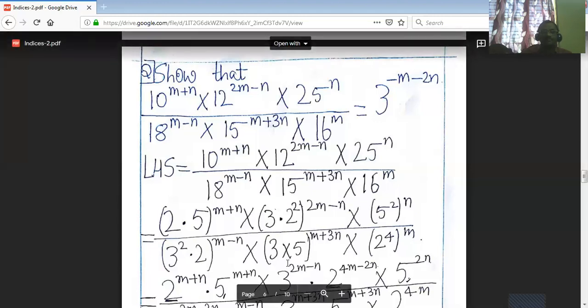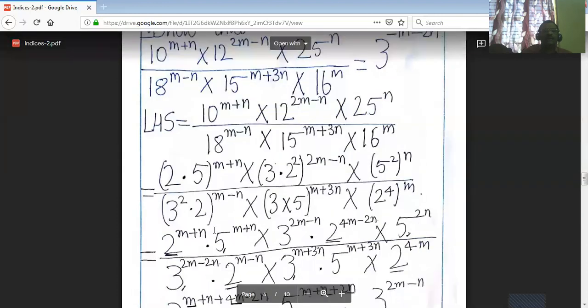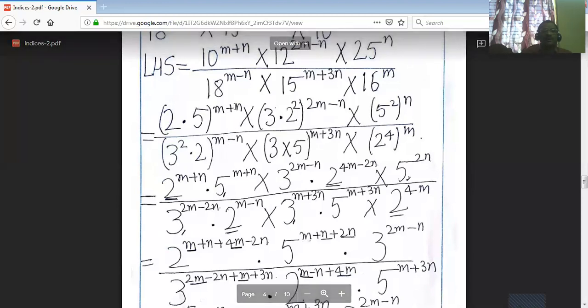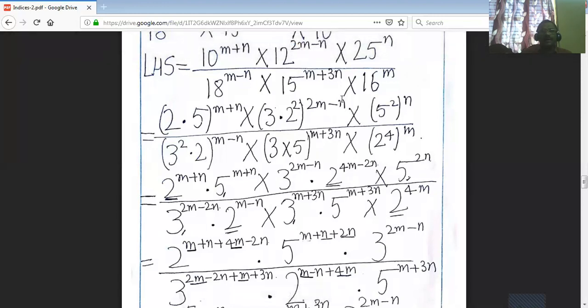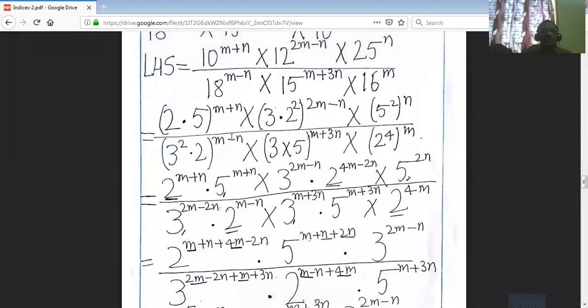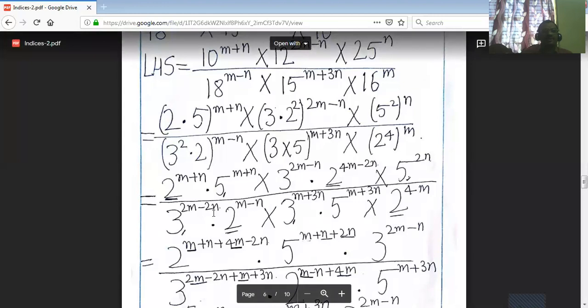Now applying the appropriate relation, see, ab to the power of m. You can take the complete power. Here m is nothing but m plus n. 2 to the power of m plus n, 5 to the power of m plus n, 3 to the power of 2m minus n. Now 2 to the power of 2 multiplied with this power 2m minus n, that is 2 into 2, 4m minus 2n. Now 5 to the power of 2n. Now this is 3 to the power of 2 multiplied with m minus n, that is 2m minus 2n.